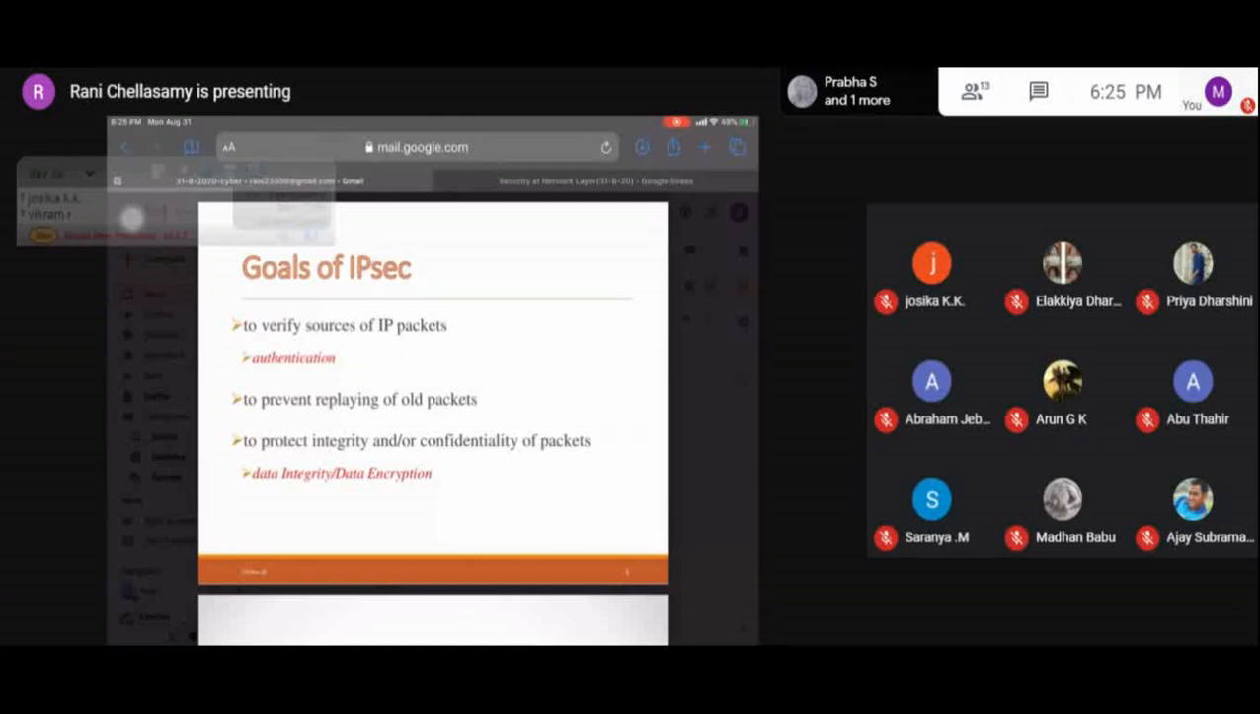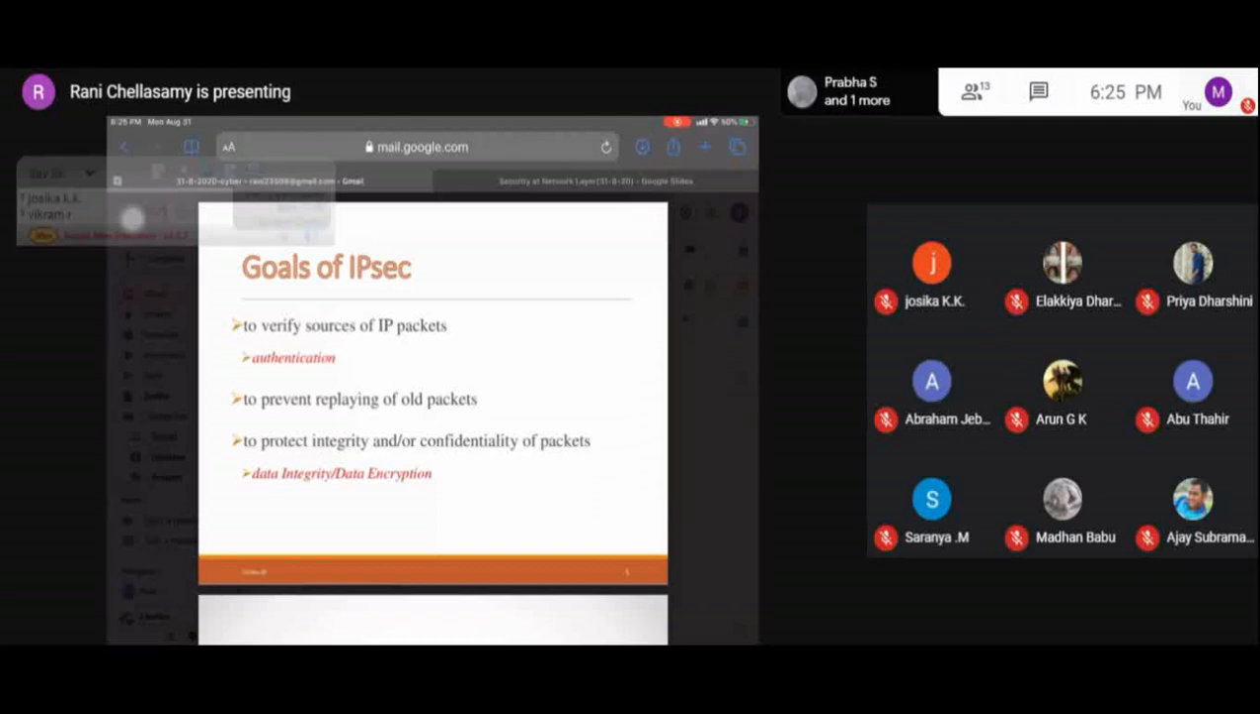It is also used to prevent the replaying of old packets, so there won't be any duplication of packets. IP security prevents the replaying of old, transferred packets. It also gives protection for the integrity and confidentiality of the packets. Confidentiality of packets refers to the encryption and decryption part. So the goal of IP security is to provide authentication, data integrity, and data encryption.